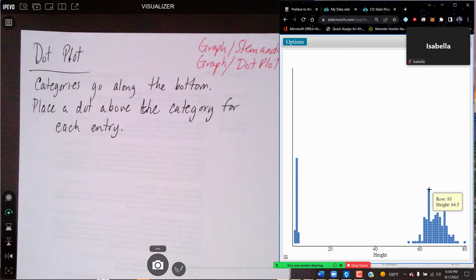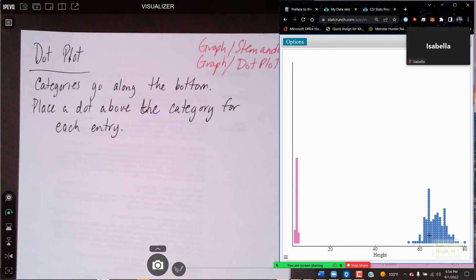Anyone that's 64 to 64.99 goes in this column. Notice that it's without this mistaken column over here, that bad column. This is the largest column right here in terms of height. I can't really see how many dots there is though, can I? And I would have a really, really hard time of counting them.